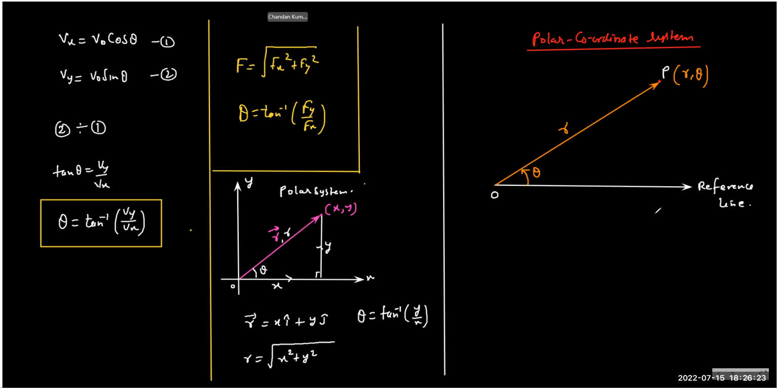So for any given reference line, if you want to locate a point in a plane, how many variables do we need? We just need two variables. In Cartesian, we call the variables x and y. So in the polar system, what do we call them? r and theta. How do we read it? R theta. This is called theta.